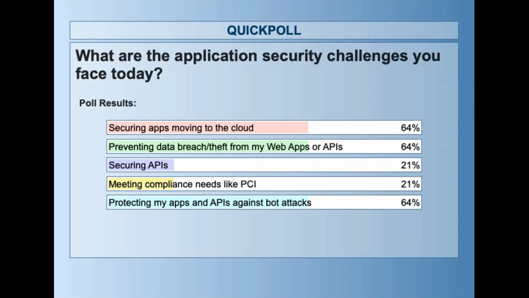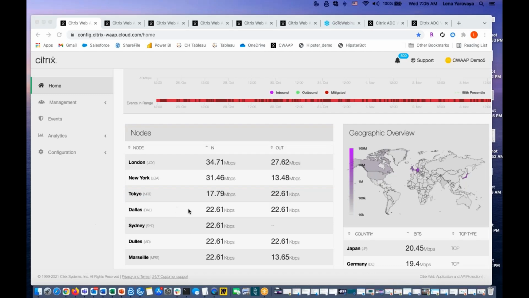And just real quick before we jump into the demo, it looks like the most significant challenges that you face are with securing your apps, moving them into the cloud, preventing breach of data, accessing data that is not authorized using the web app itself or its API, as well as protecting the apps against various DDoS and bot attacks. So with that, now for the demo, Alina. Sure. Thank you, Dave.